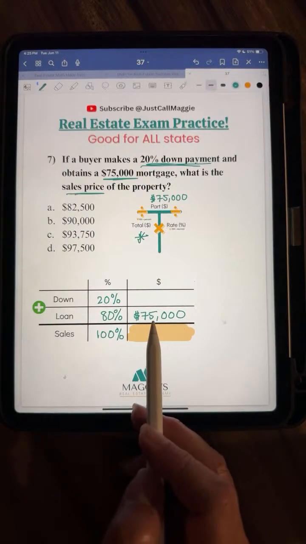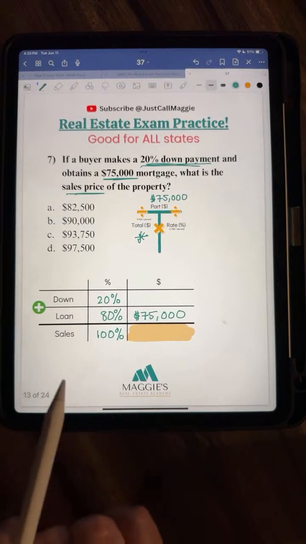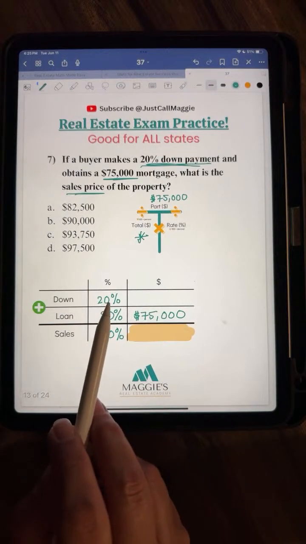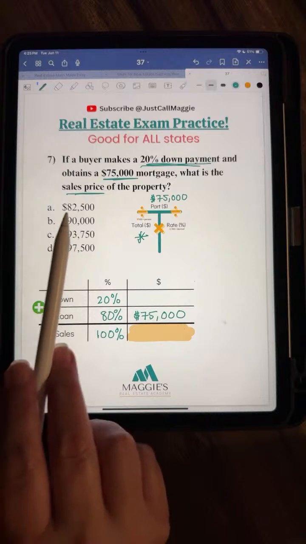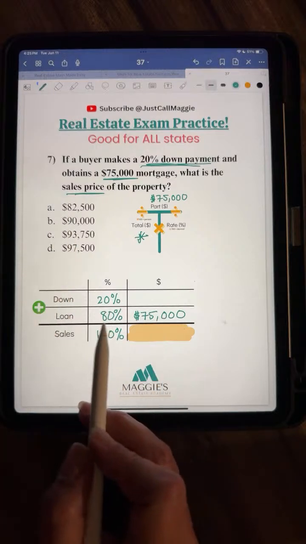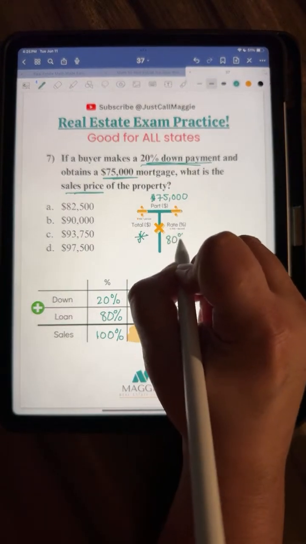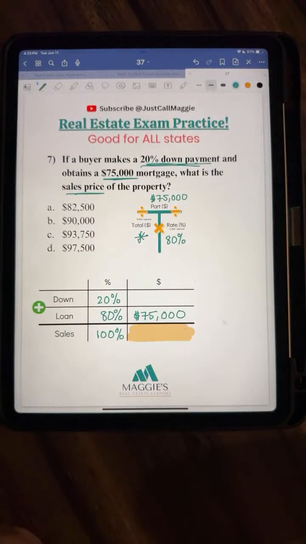So because I'm using the loan amount, I have to use the loan percentage. I can't use the down percentage to find out how much she paid for the property. So I will use the loan percentage. So I'll put 80% here.